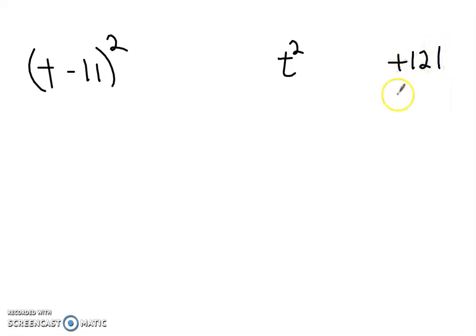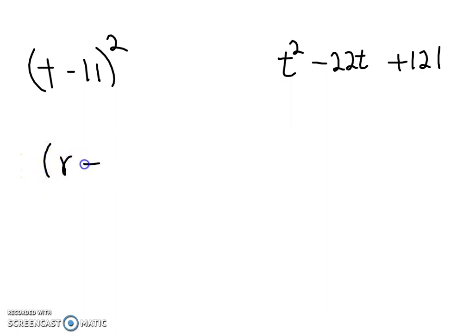So let's get a new screen here. Let's do another one here. Let's go t minus 11 squared. We know we're going to get t squared. We know that out the back end we're going to have plus 121 because that's negative 11 squared. And then this middle one right here is going to be negative 22t because it's always two of these.